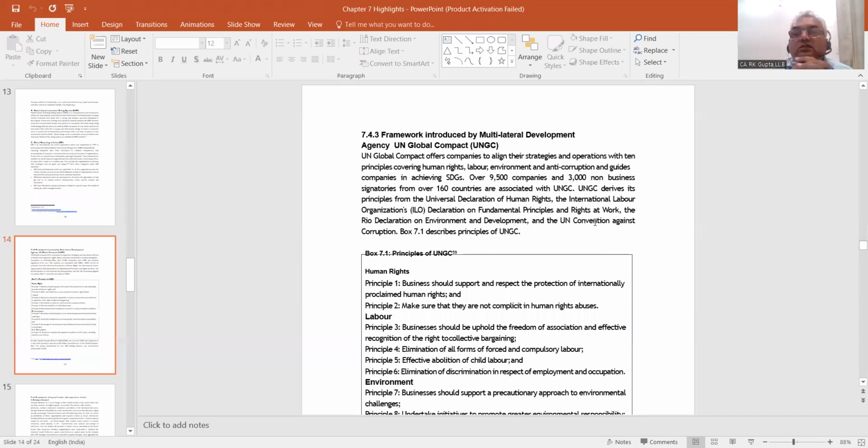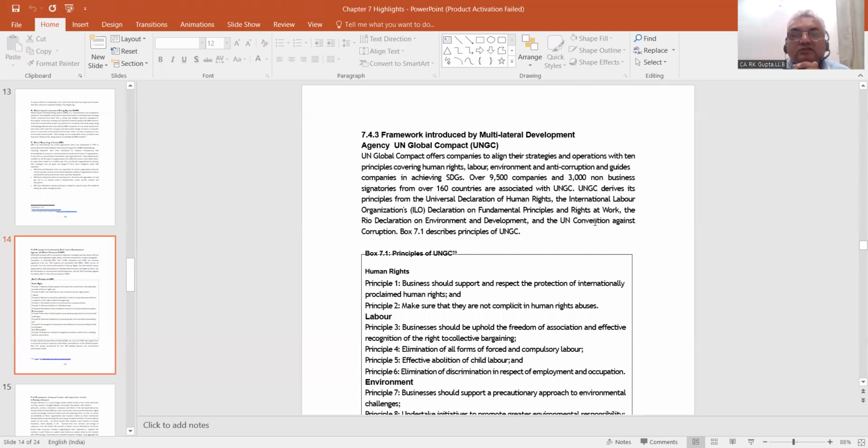Now, framework introduced by Multilateral Development Agency, UN Global Compact, UNGC. This UN Global Compact offers companies to align their strategies and operations with 10 principles covering human rights, labor, environment, and anti-corruption, and guides companies in achieving sustainable development goals. So over 9,500 companies and 3,000 non-business signatories from over 160 countries are associated with UNGC.